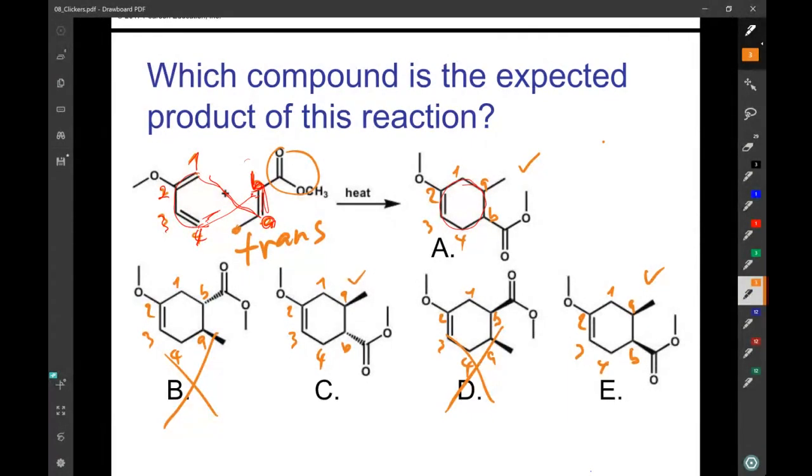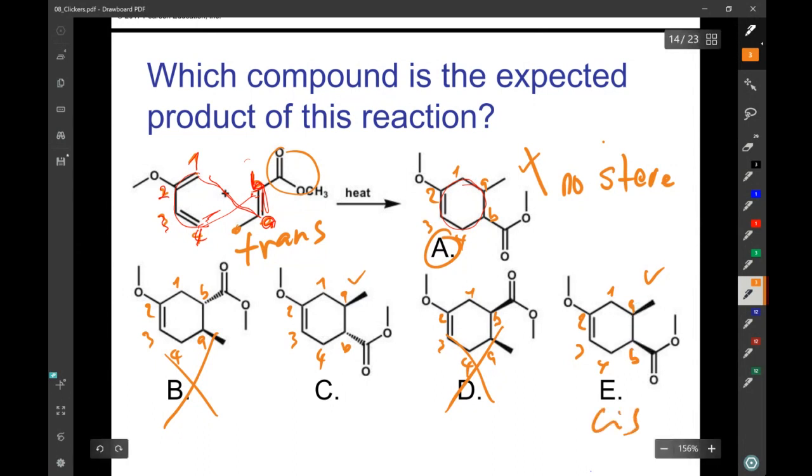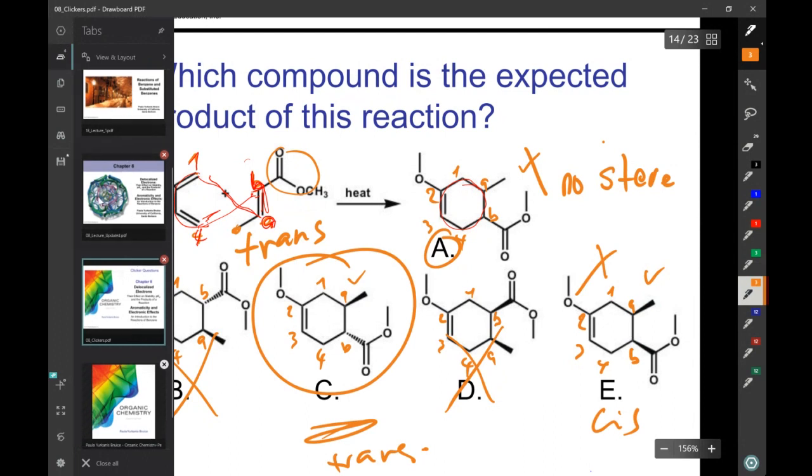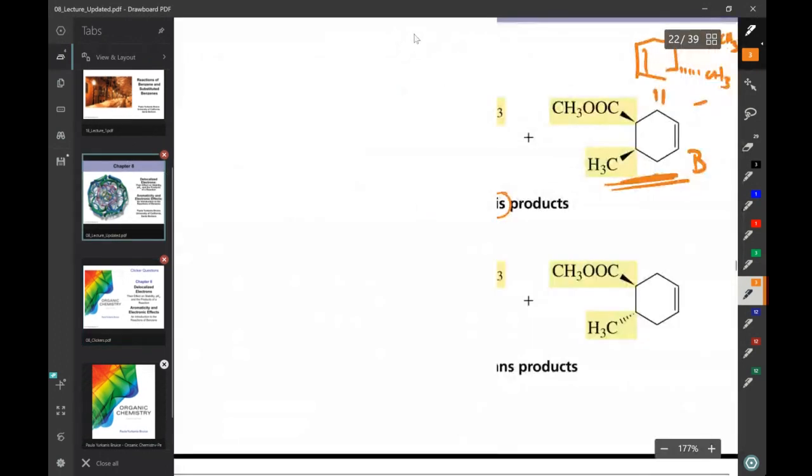Trans, okay? So when you look at A, it has no stereochemistry, so it can never be A. When I look at the stereochemistry at E, that's a cis stereochemistry, so E would not be the correct answer. And when I look at the stereochemistry of C, it is a trans stereochemistry. So the best choice to this question would be C. Thank you, Shelby, and thank you, Raina, for reminding us to get back to this question.